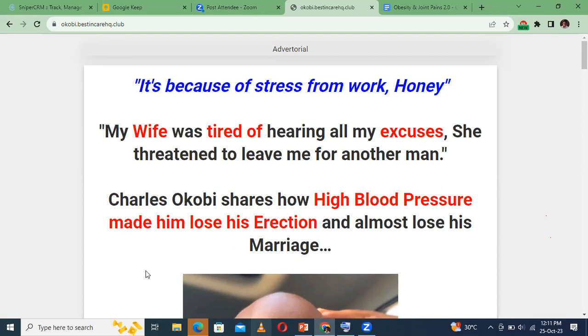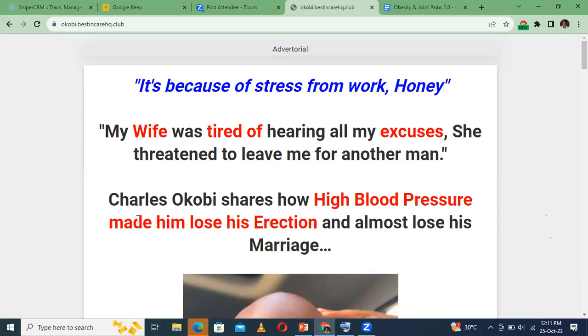I would preferably start from how it obeys law 2, because it intrigues curiosity. How exactly does it intrigue curiosity? Because when it says it's because of stress from work, you'll be feeling like, okay, what is it talking about? What is he explaining? That's how there is curiosity to check more, to go into the details, to see what it's talking about.